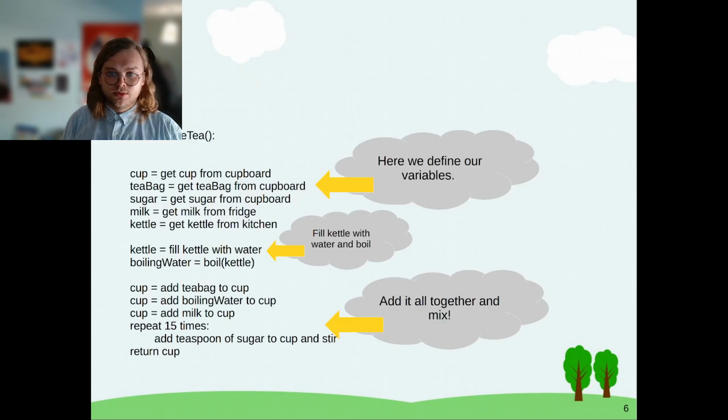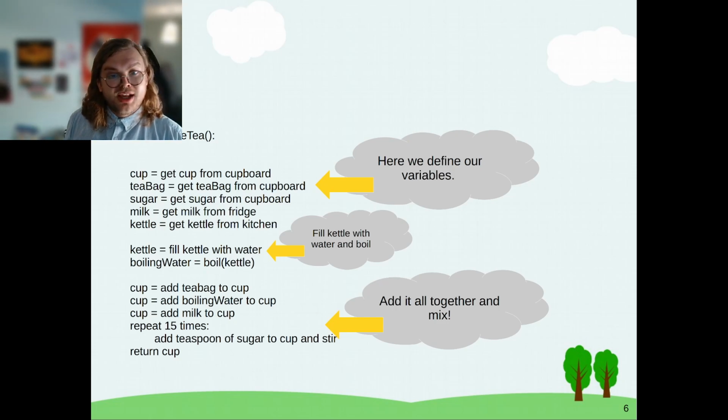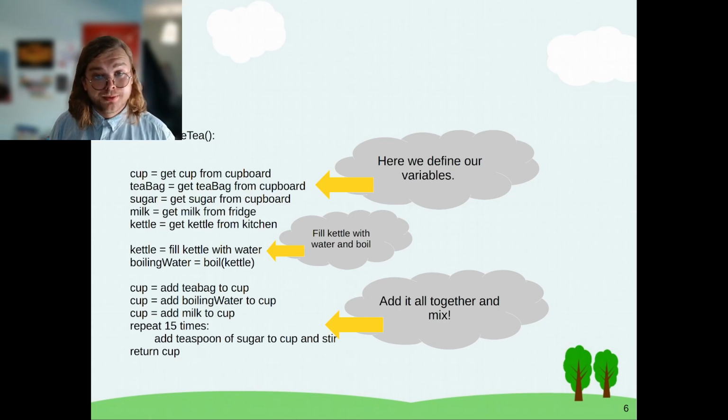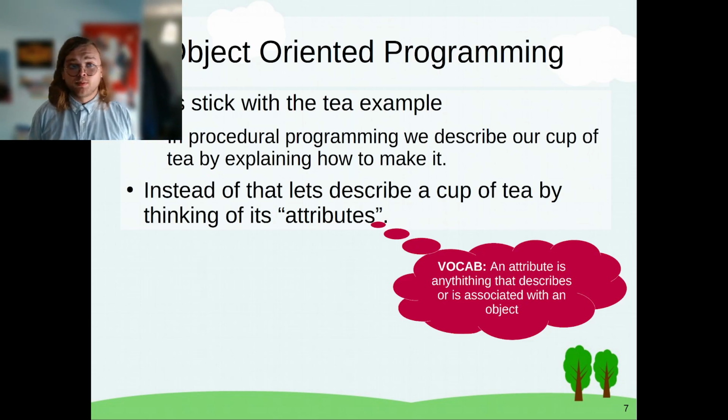And there we go. So you can see here we define our variables. There we fill the kettle with water and boil it, and at the end we add it all together and mix. Now again, in terms of the pseudocode, obviously that wouldn't stand up in an exam, but it's more about getting the idea across at this stage. So that's procedural programming. Now let's stick with the tea example.